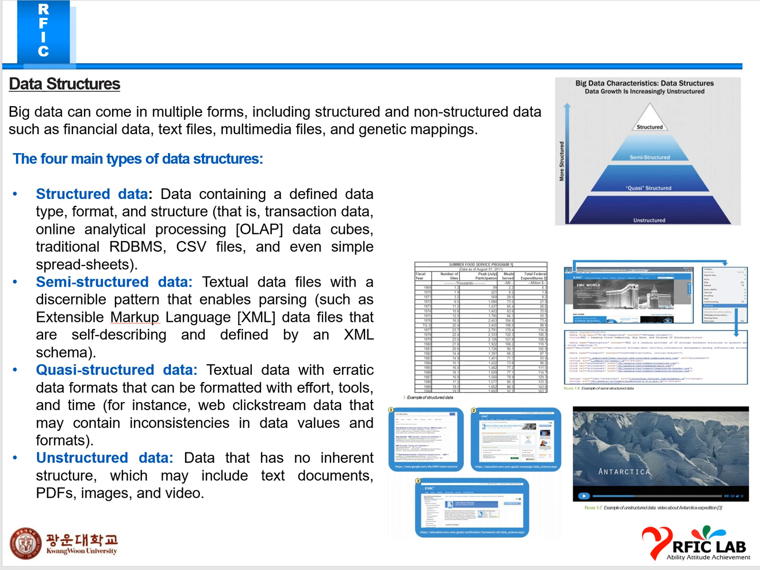Next is quasi-structured data. This is textual data with erratic data formats that can be formatted with effort, tools, and time. And unstructured data has no inherent structure, like text documents, PDFs, images, and videos.